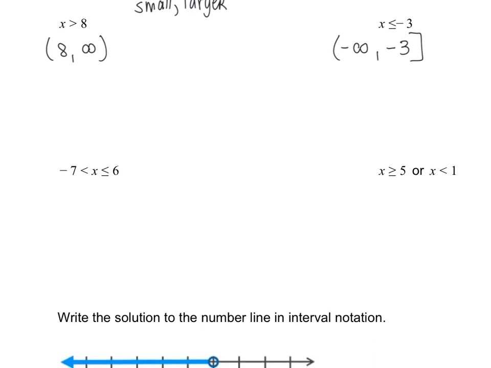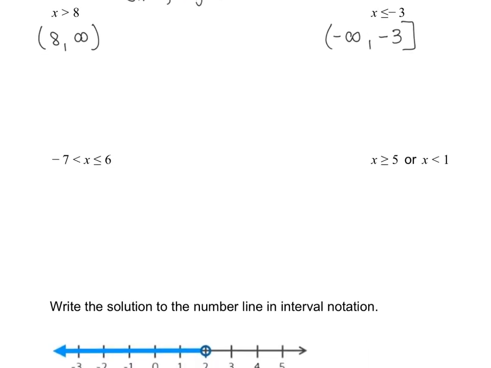The next thing we're going to take a look at is compound inequalities. Our inequality is using "and" or "or." So this first example is an example of "and." -7 is less than x is less than or equal to 6. You can break this up into two inequalities. You're saying x is greater than -7 and x has to be less than or equal to 6.